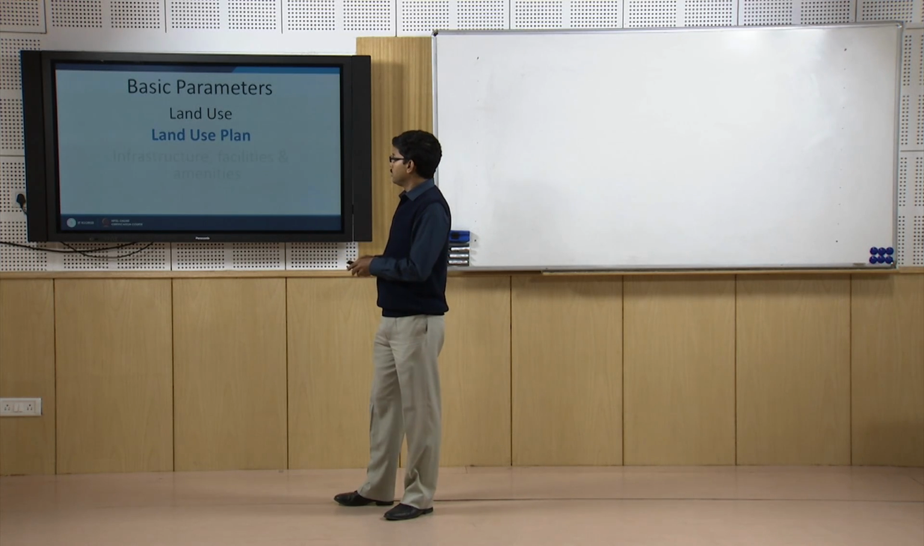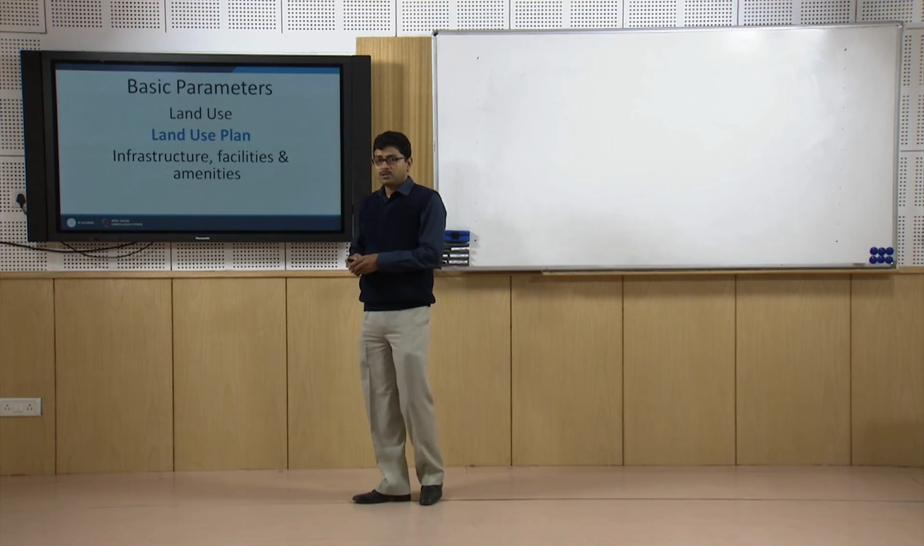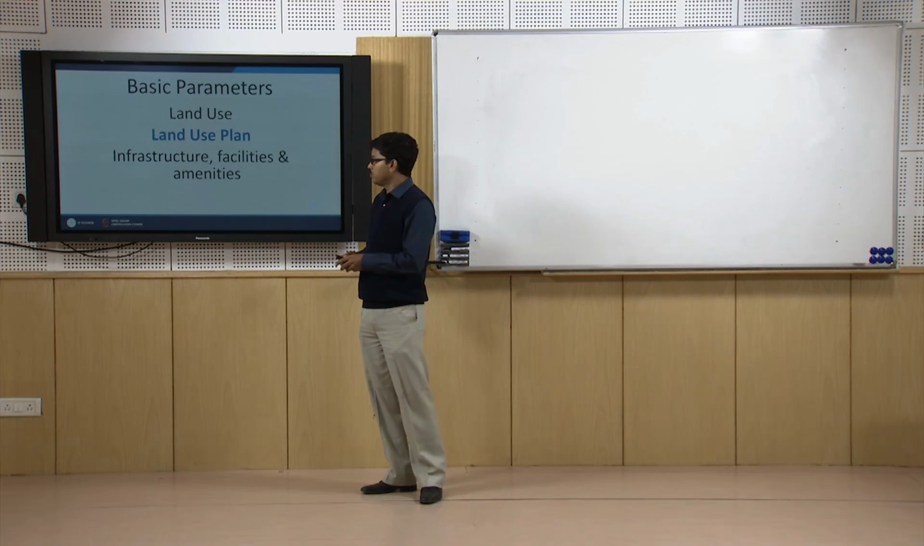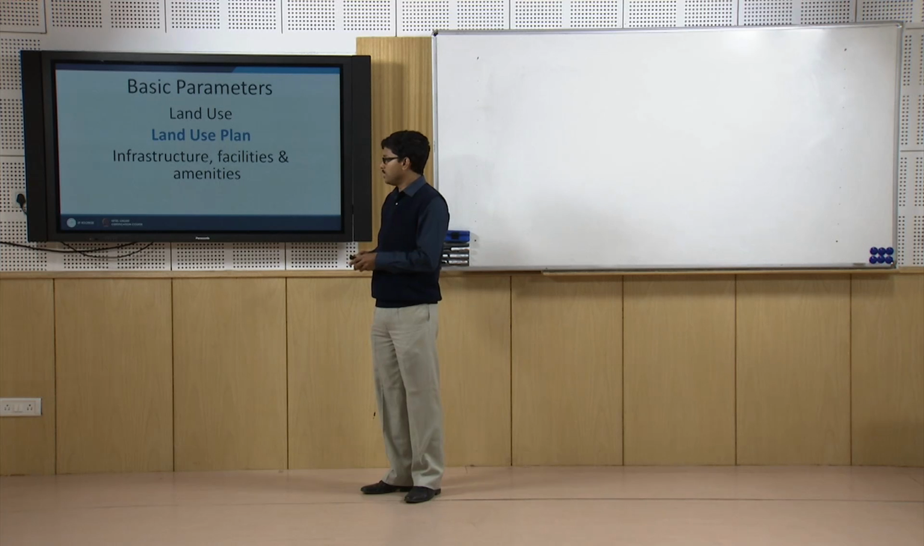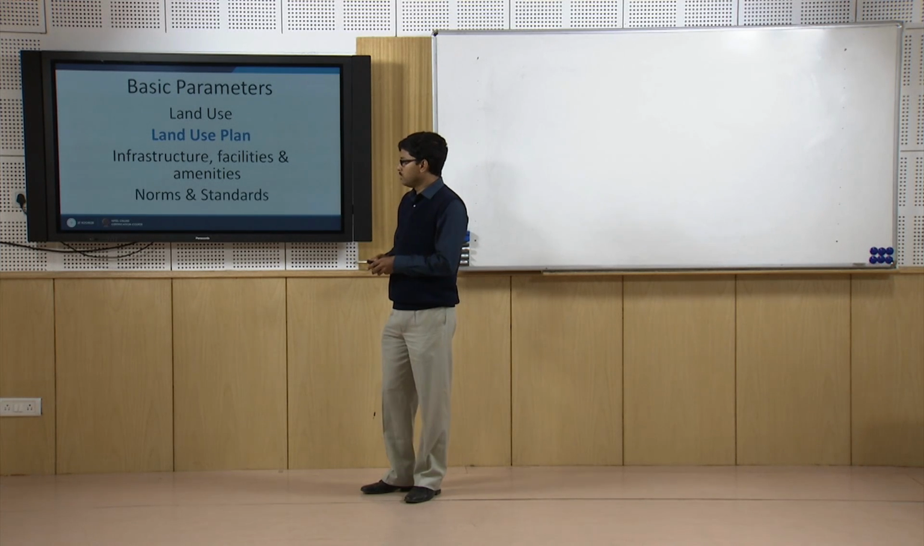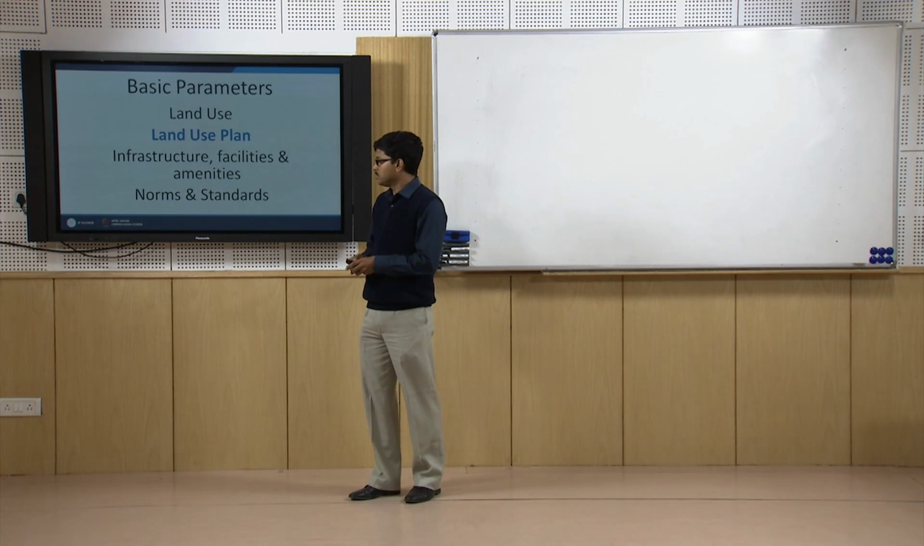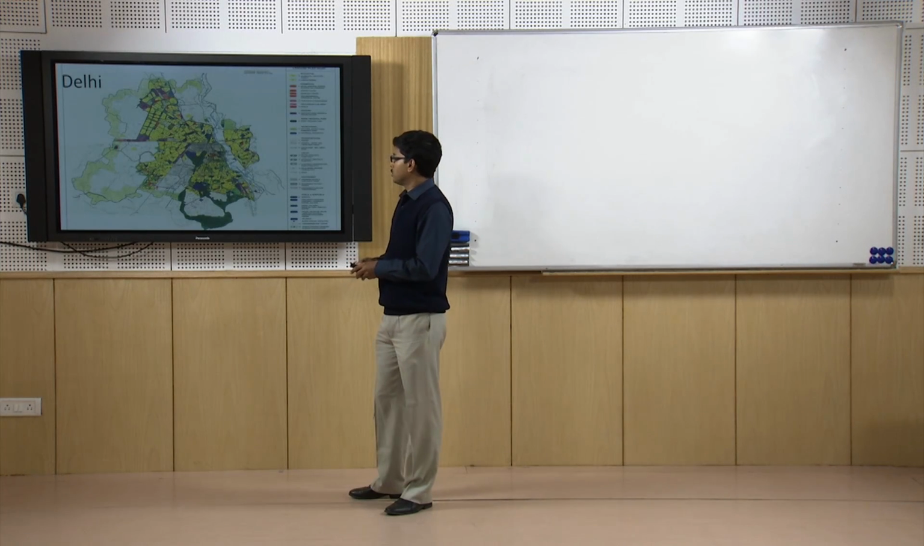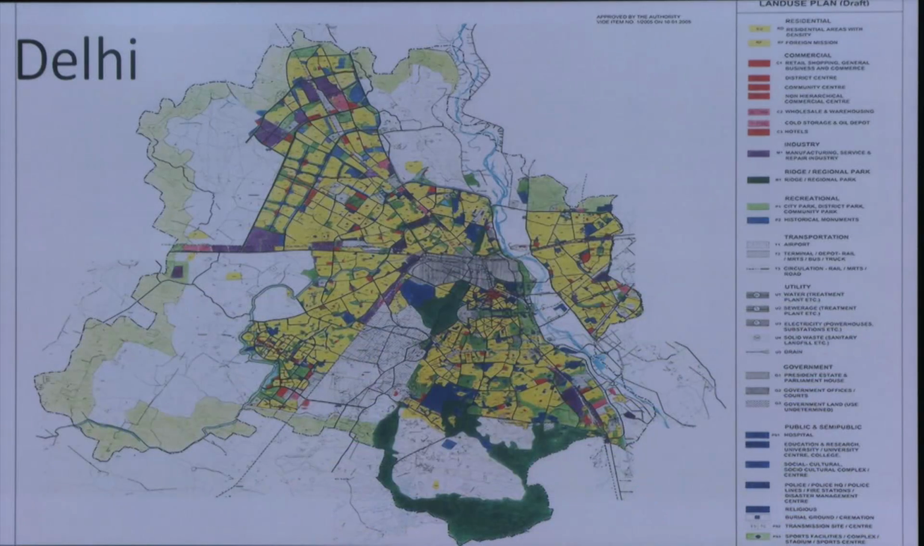We mentioned that in urban and regional planning we deal with parameters like land use. We make a land use plan, and we deal with infrastructure, facilities and amenities, and also the norms and standards for each facility and its infrastructure. And then we showed the master plan of Delhi as an example. We told you that every land use is indicated using different kinds of color codes. So, based on this, we will proceed with our lecture today.